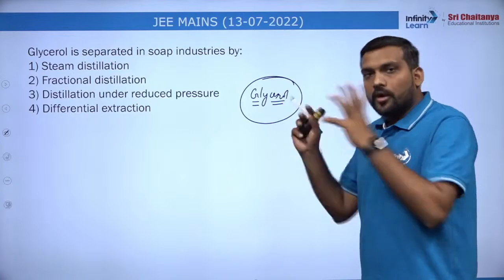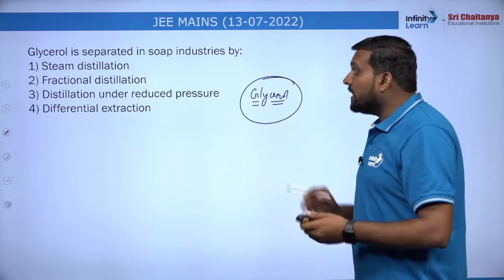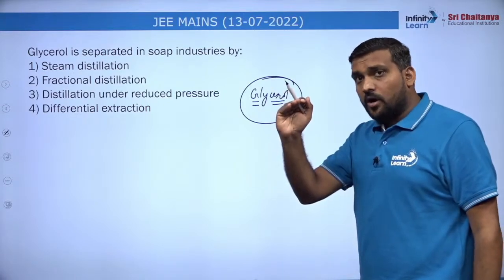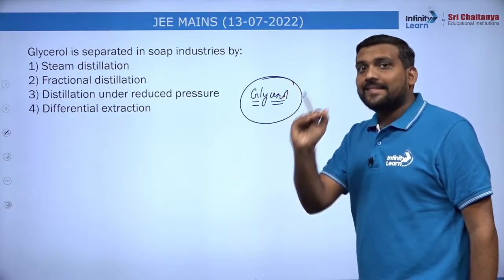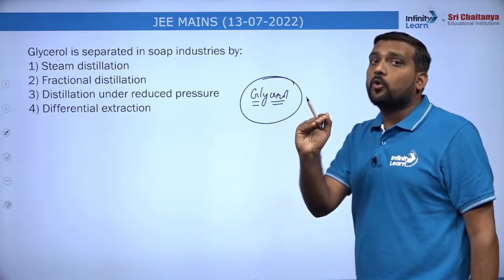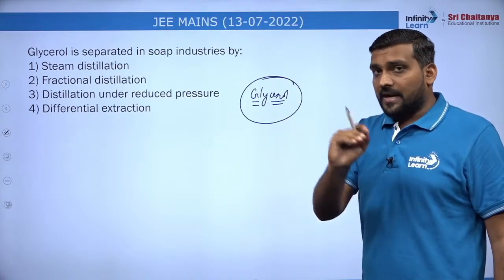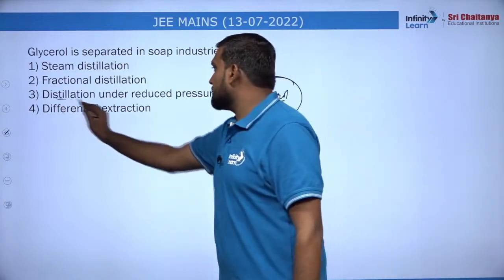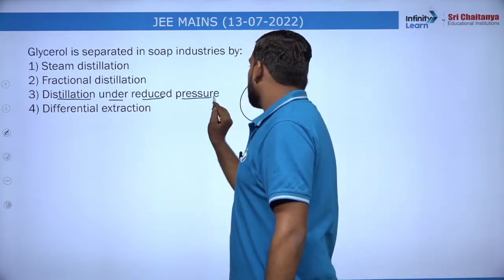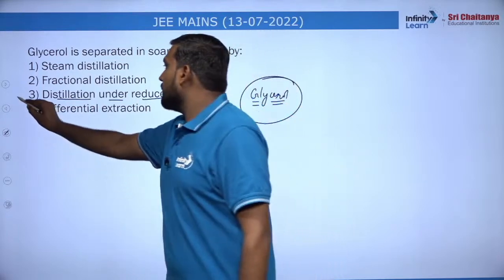Okay, and it will not remain glycerol. So we need to heat or distill it at a temperature lower than the boiling point, and that has to be achieved by reducing the pressure. So distillation under reduced pressure is going to be the correct answer.